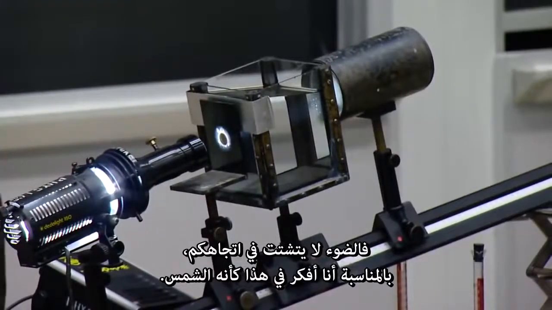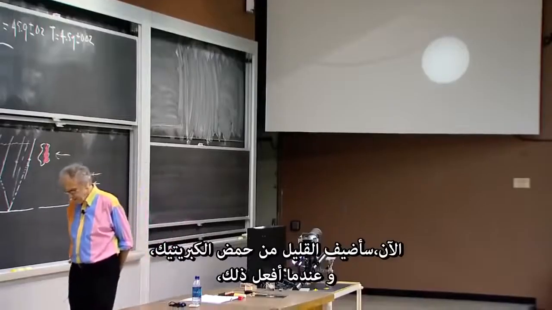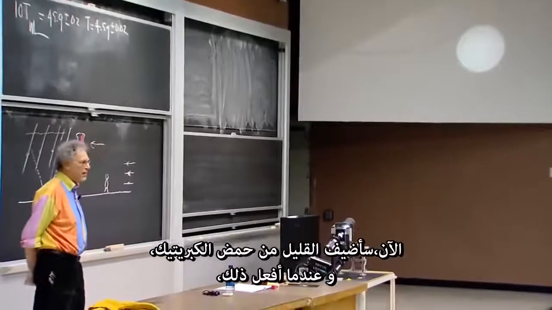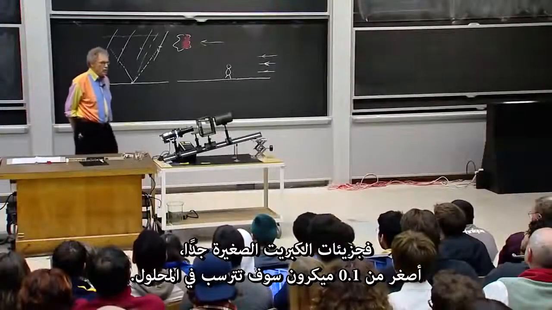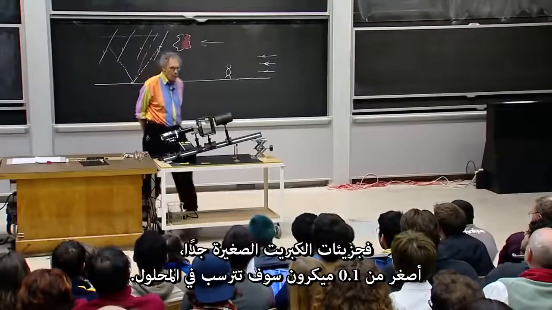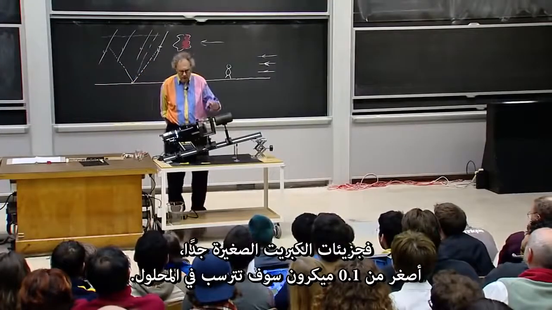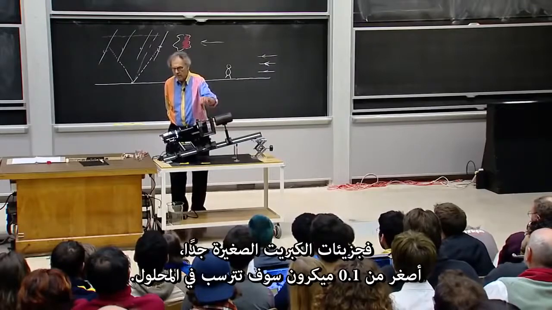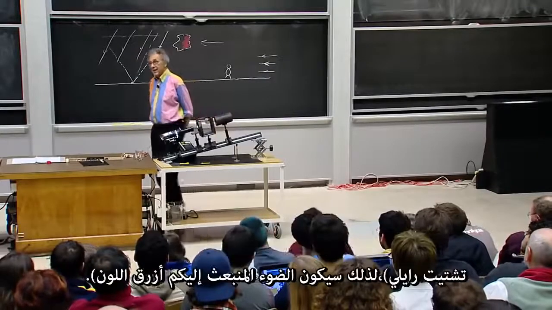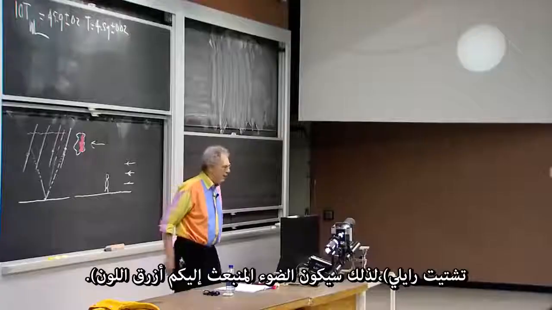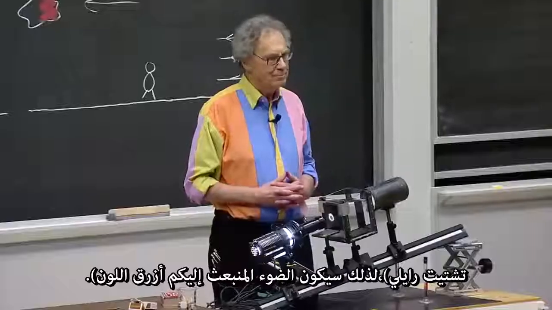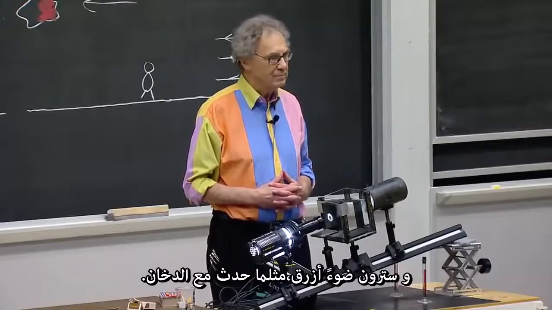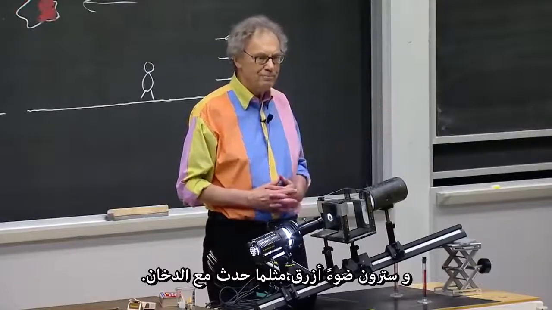I think of that as being the sun, by the way. Now I'm going to add a little bit of sulfuric acid. And when I do that, very small sulfur particles, smaller than a tenth of a micron, will precipitate in that solution. Rayleigh scattering. And so the light that will come to you is blue. And you will see blue light, just like with the smoke.